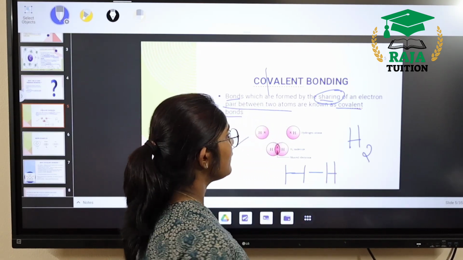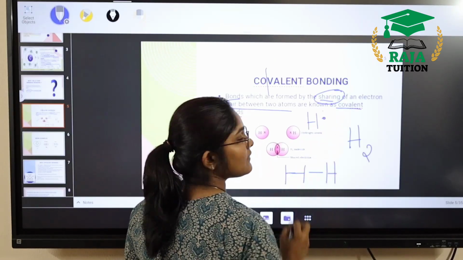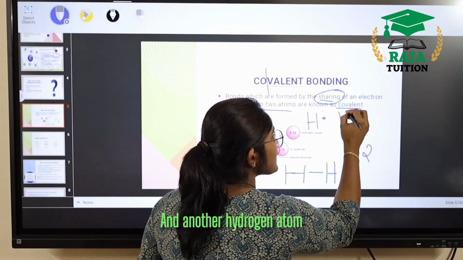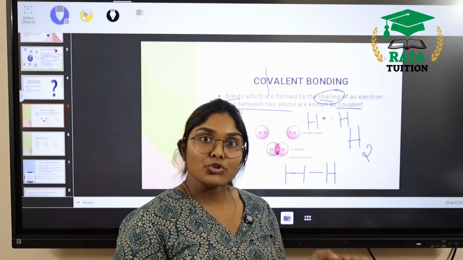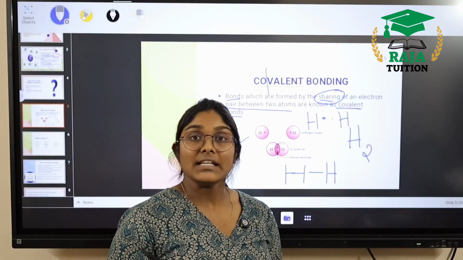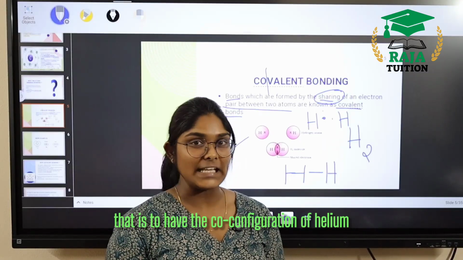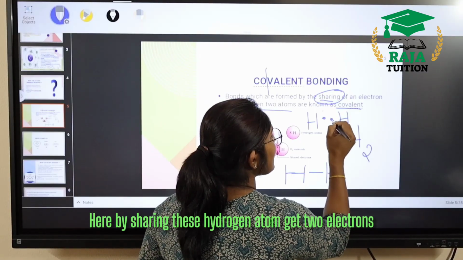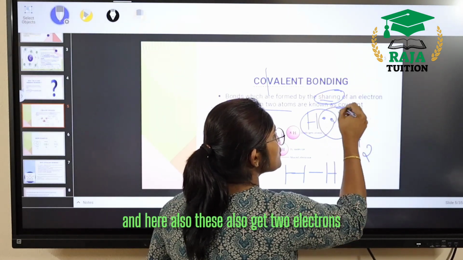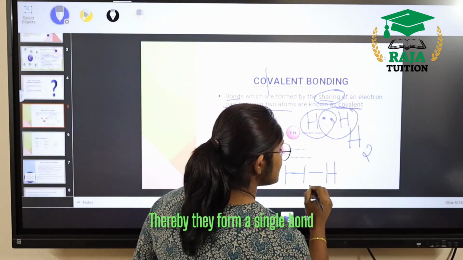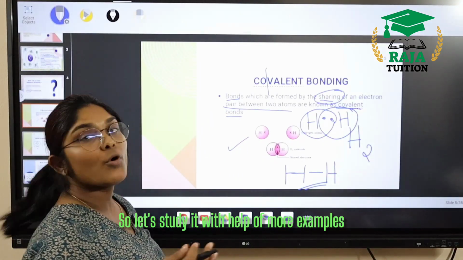How are they formed? We know that hydrogen with atomic number 1 has 1 electron. And another hydrogen atom also has 1 electron. Both of them require 2 electrons to have the nearest noble gas configuration, that is to have the configuration of helium. Here by sharing, these hydrogen atoms get 2 electrons and here also these get 2 electrons. Thereby they form a single bond. Do you understand? So let's study it with the help of more examples.